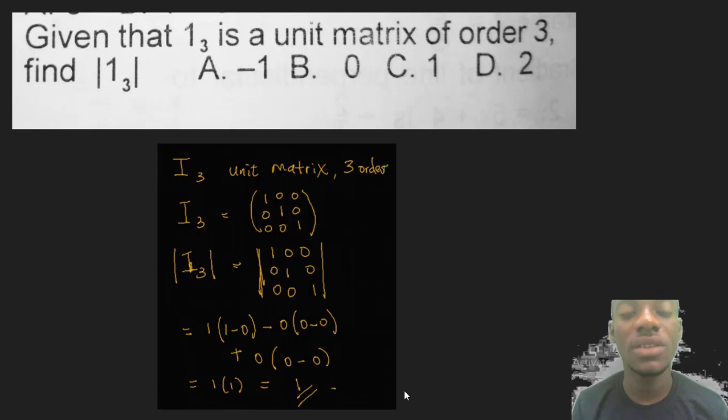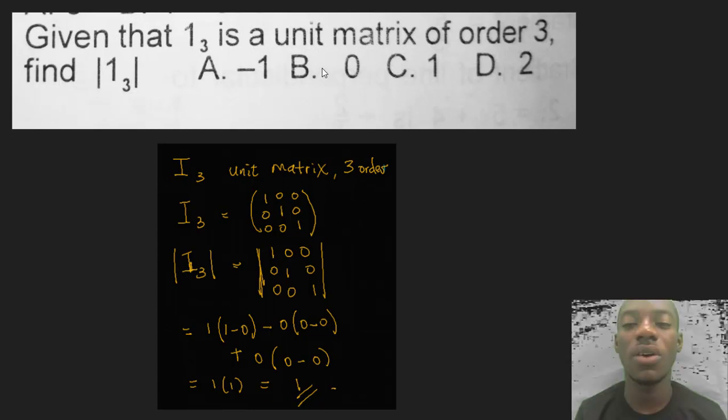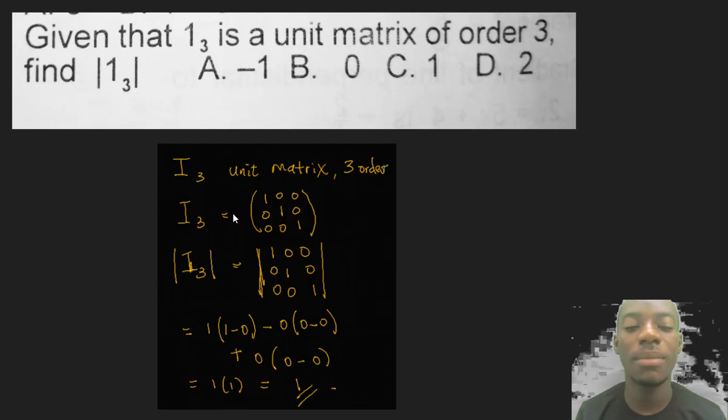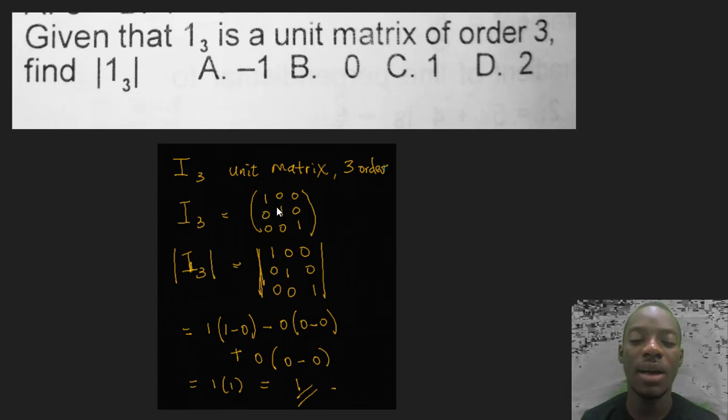Then the last one is a 3 by 3 matrix, but it's a unit matrix of the order of 3, and that means the matrix is like this. A unit matrix means it has only the number 1 on its diagonal. The unit means 1. Diagonal means this straight line. So every other place must be 0.